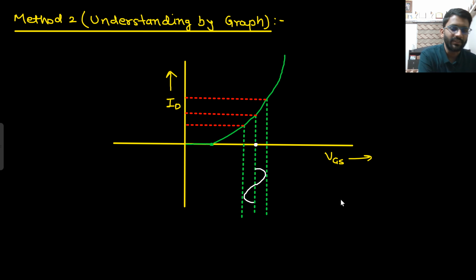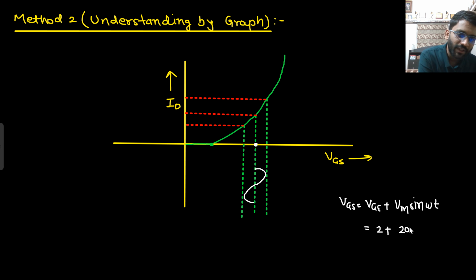Let's assume my input VGS was VGG plus Vm sin omega t. So let's assume it was some 2 plus 20 millivolt sin omega t. So this is what we were doing. And with respect to this, we will get this output. This is the ID we will get. So this is the final ID.